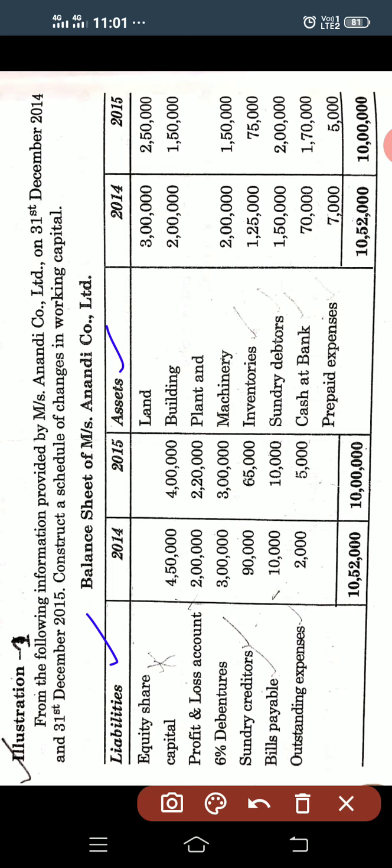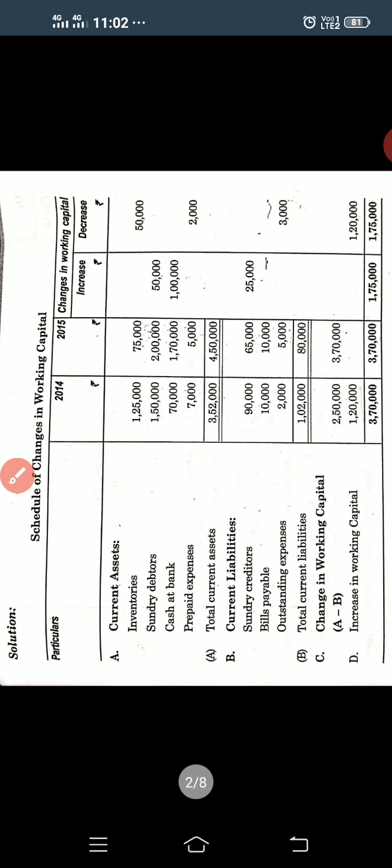Next is the liabilities. So equity share capital, it is not a current liability. Then profit and loss account, no. Then 6% debenture is also not a current liability. Then sundry creditors. So sundry creditor is a current liability. In 2014 we have 90,000, in 2015 we have 65,000. So we have to record that here. The current liabilities, sundry creditors 90,000 and 65,000.